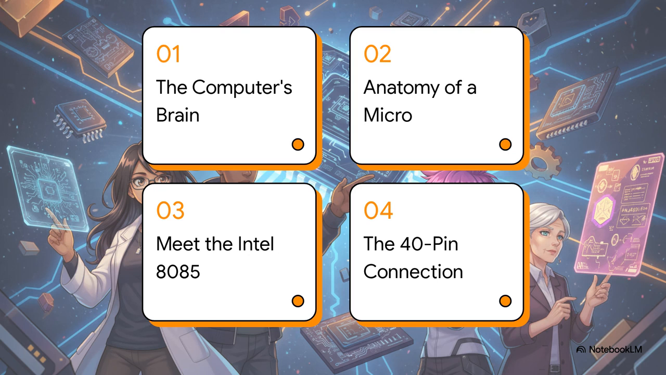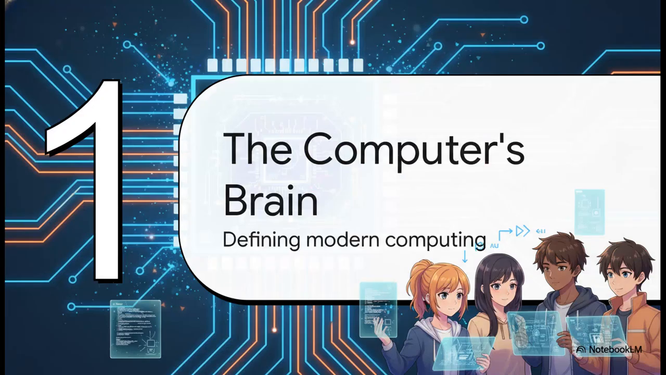All right, here's our game plan. First, we'll tackle the big picture. What exactly is a microprocessor? Then, we'll zoom right into its anatomy, its three core parts. After that, we'll get to meet a legend, the Intel 8085. And finally, we'll get down to the nitty-gritty and see how it talks to the world through its 40 little connection pins.